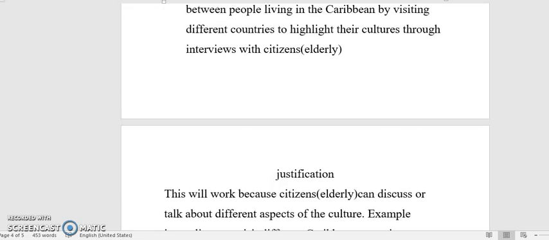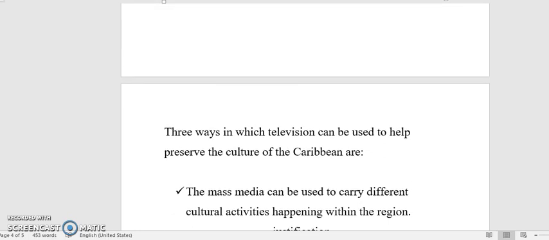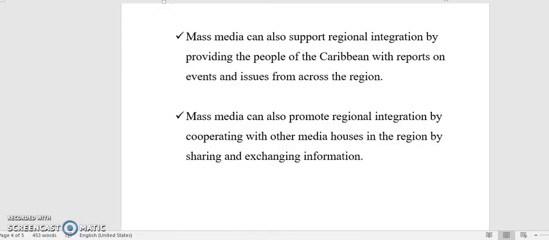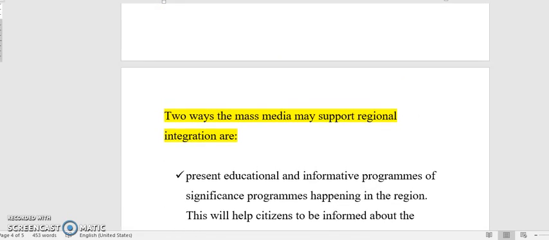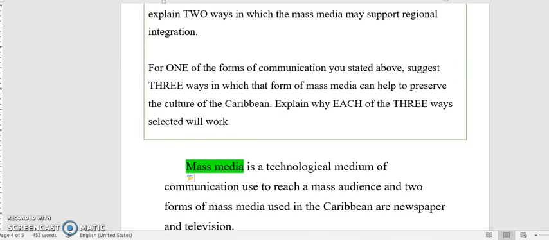So I am going to give you a chance. Let me go back to the question. I am going to give you a chance to come up with another way that culture can be preserved in the Caribbean. You do not have to use television as the mass media. As an example of mass media, you could use a radio, the internet, the newspaper, etc.